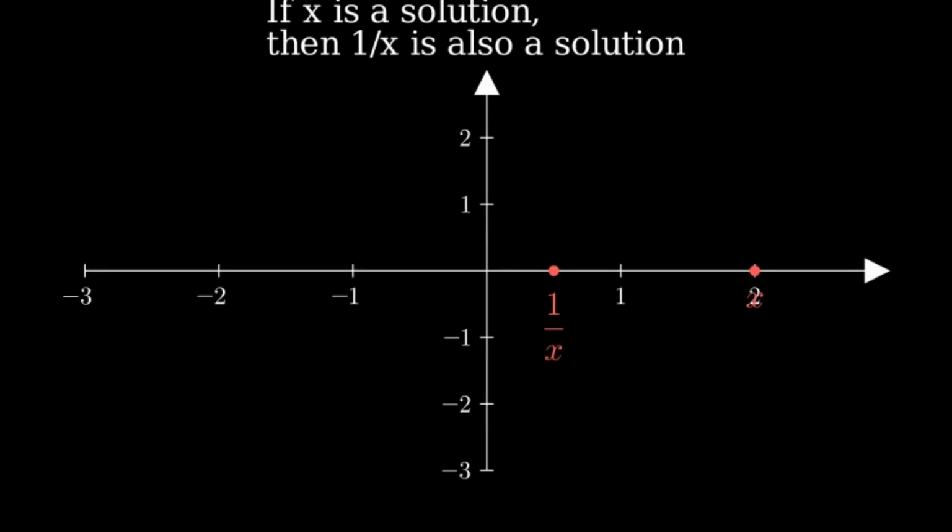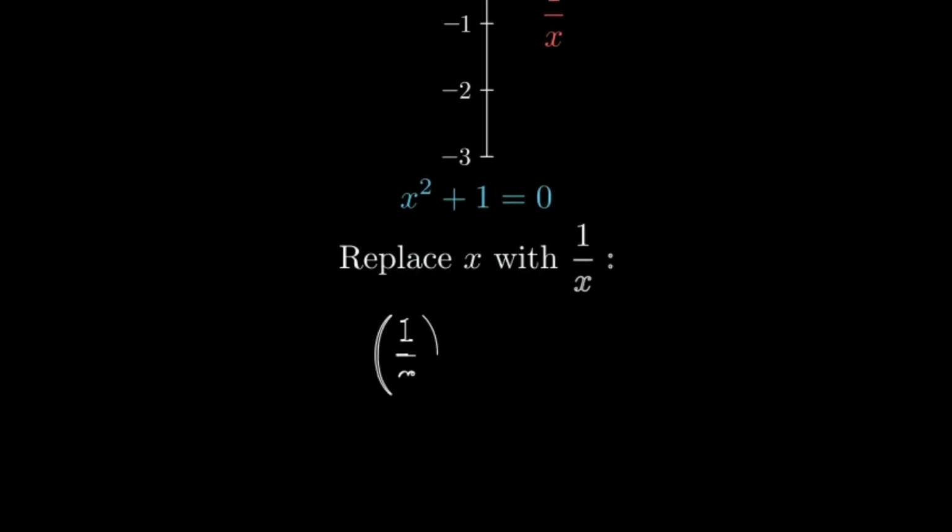Let's look at a simple example. Consider the equation x squared plus 1 equals 0. This is not a reciprocal equation, because if we replace x with 1 over x, we get a different equation.